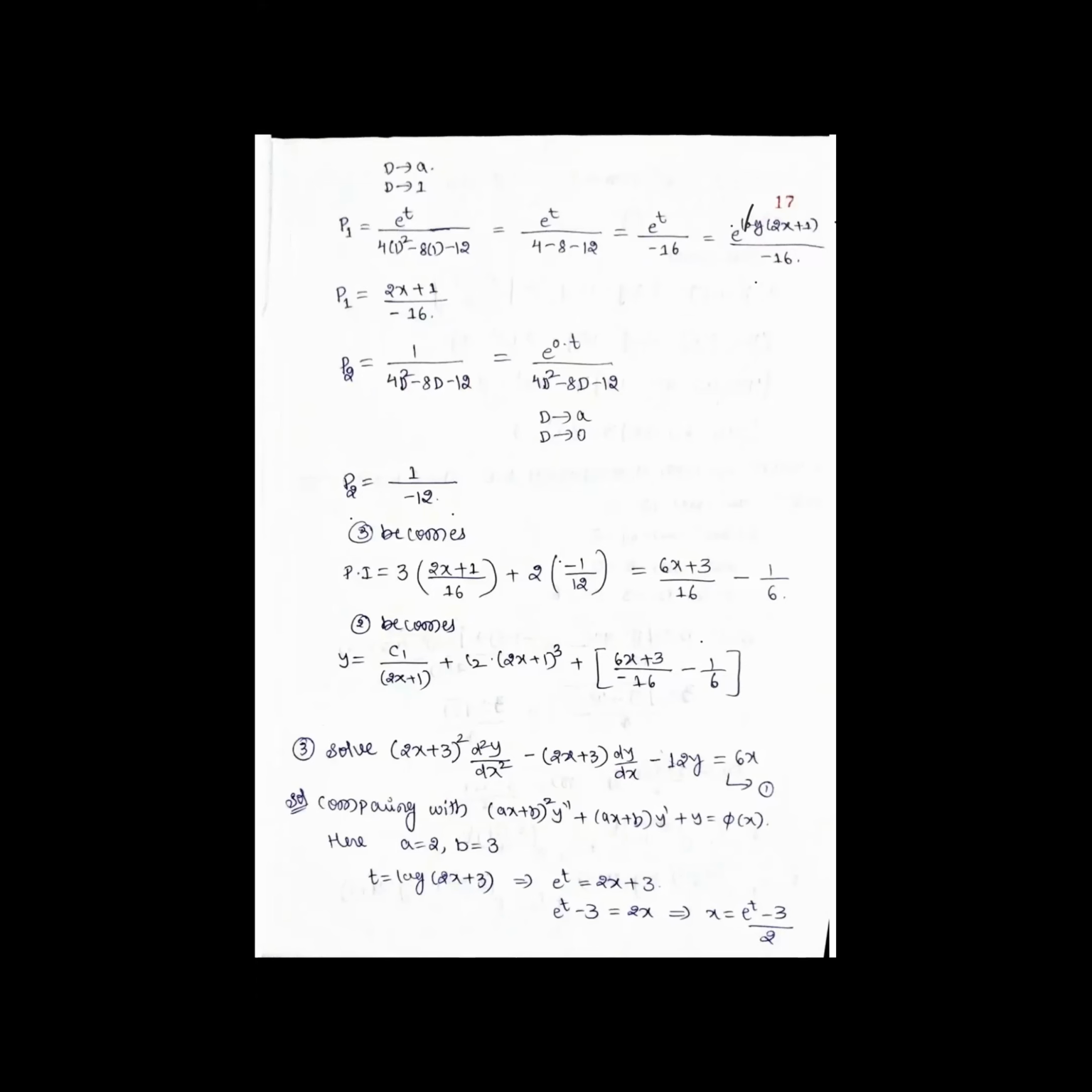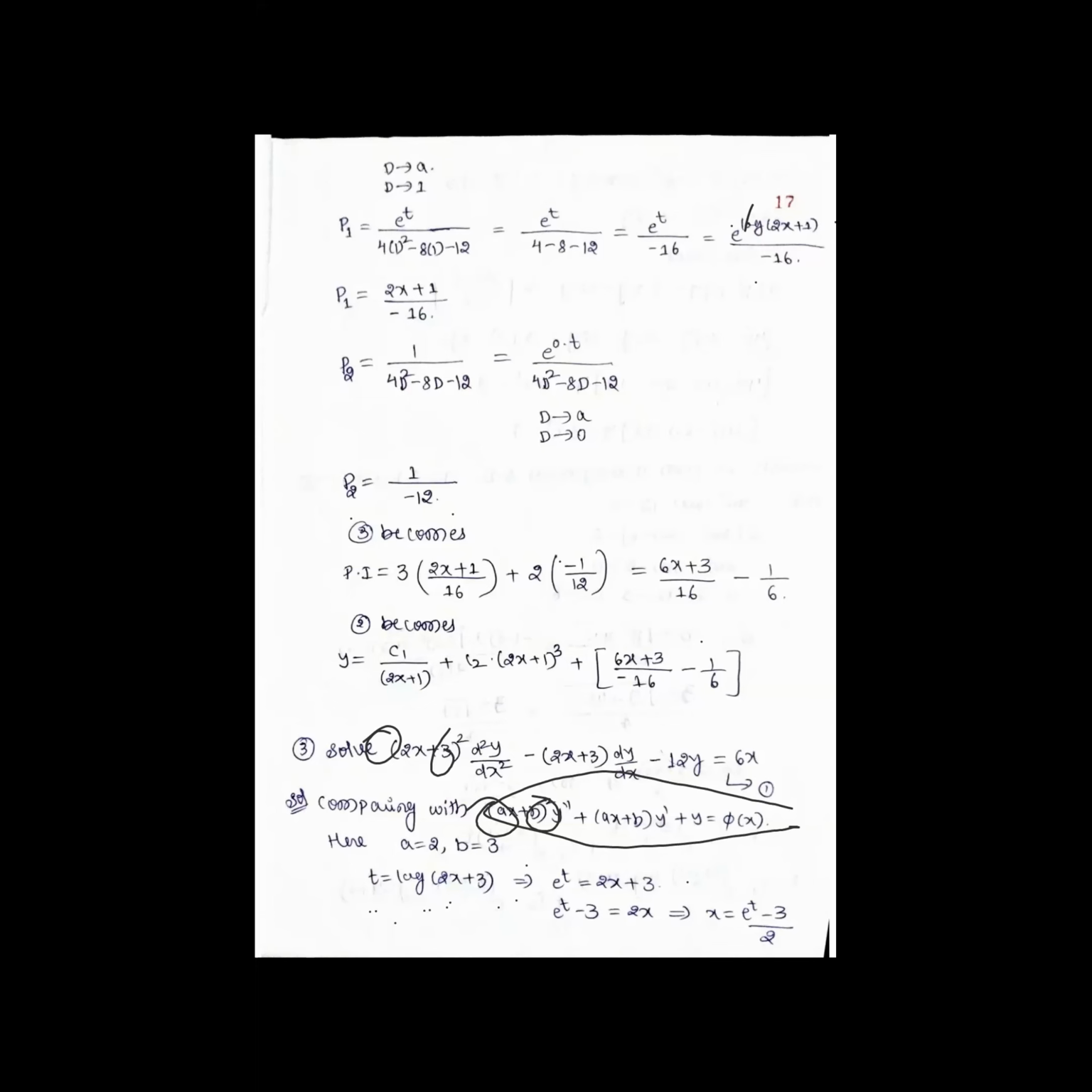Solve (2x plus 3) square d square y by dx square minus (2x plus 3) dy by dx minus 12y is equal to 6x. So comparing this with Legendre's equation, sorry, not Cauchy's. So here a is 2, b is 3. So t is equal to log of (ax plus b), so t is equal to log of 2x plus 3. So e raised to t is equal to 2x plus 3. Solve for x clearly. So e raised to t minus 3 is equal to 2x. e raised to t minus 3 divided by 2 is equal to x.